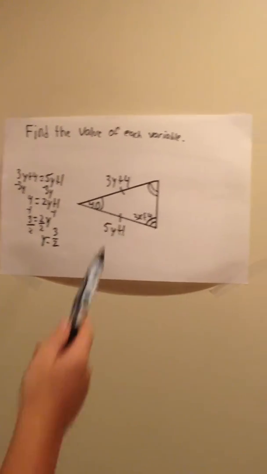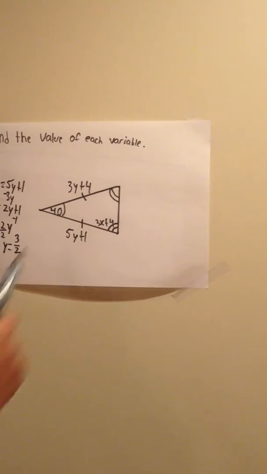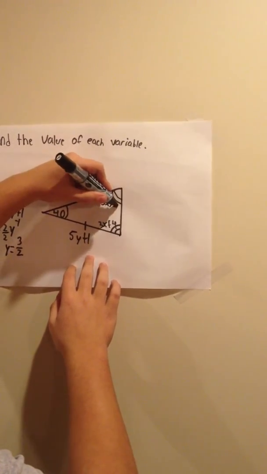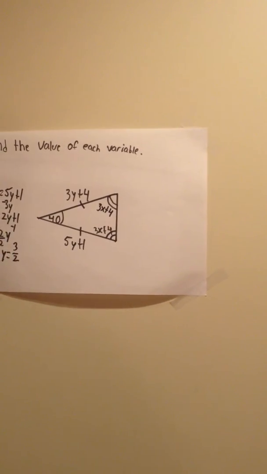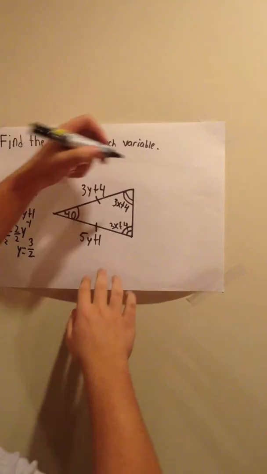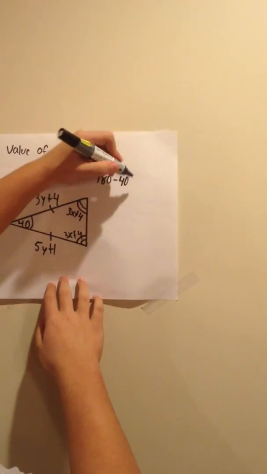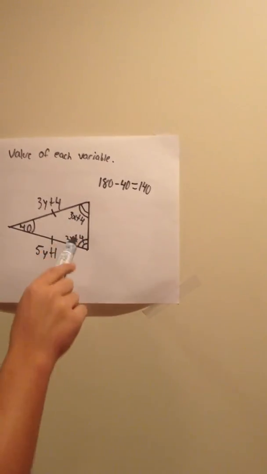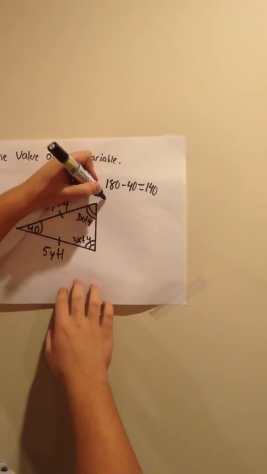Now to find x, we know that the two base angles are congruent, so we know that this will also be 3x plus 4. And since we already know the one measure of the angle, we can just subtract 40 from 180 to get 140. And now we have to add the two base angles up to equal 140 to solve for x.